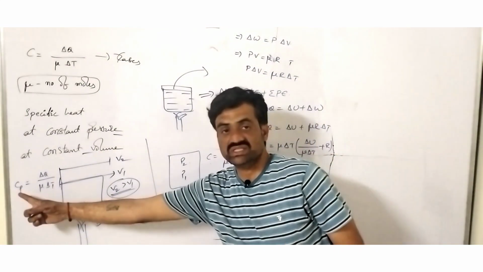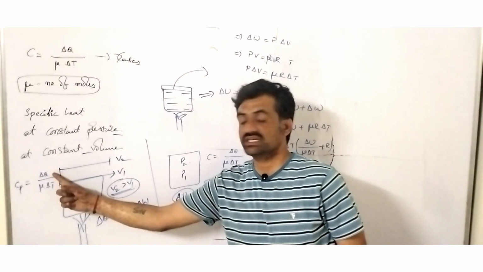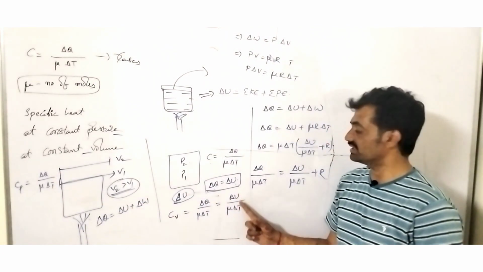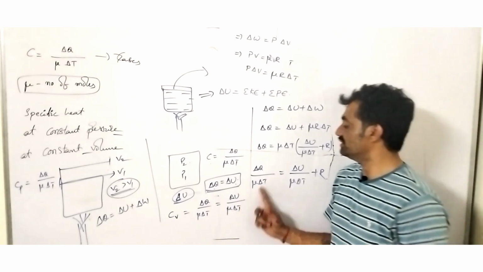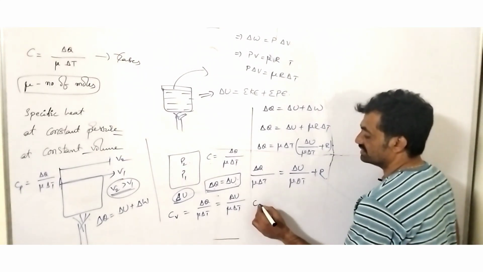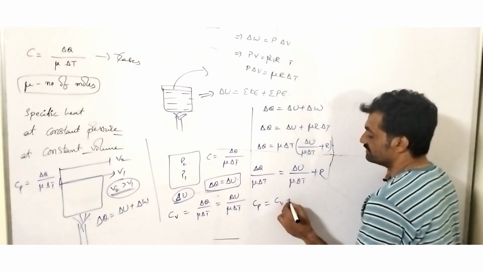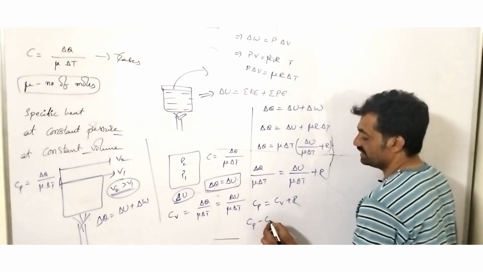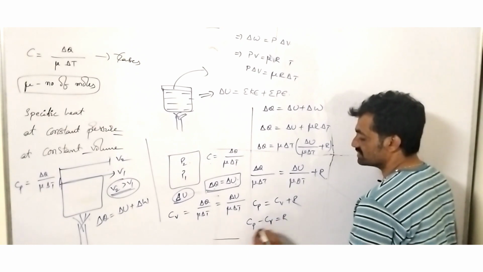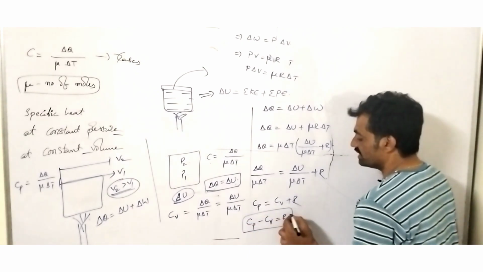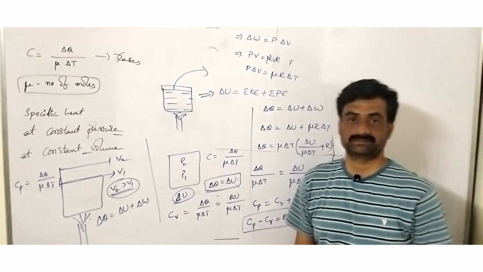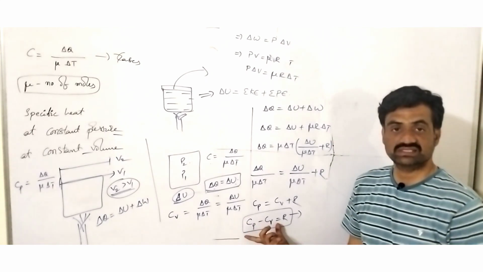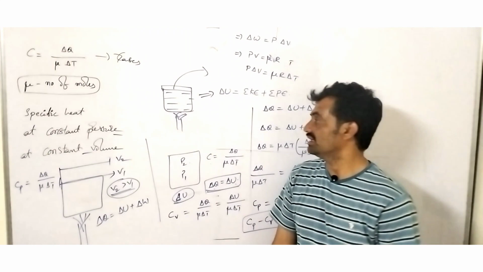Observe that specific heat at constant pressure equals delta Q by mu into delta T. Specific heat at constant volume is delta U by mu into delta T. So when we substitute here, C suffix P is equal to C suffix V plus R, or we can represent it as C suffix P minus C suffix V equals R, which represents Mayer's formula.